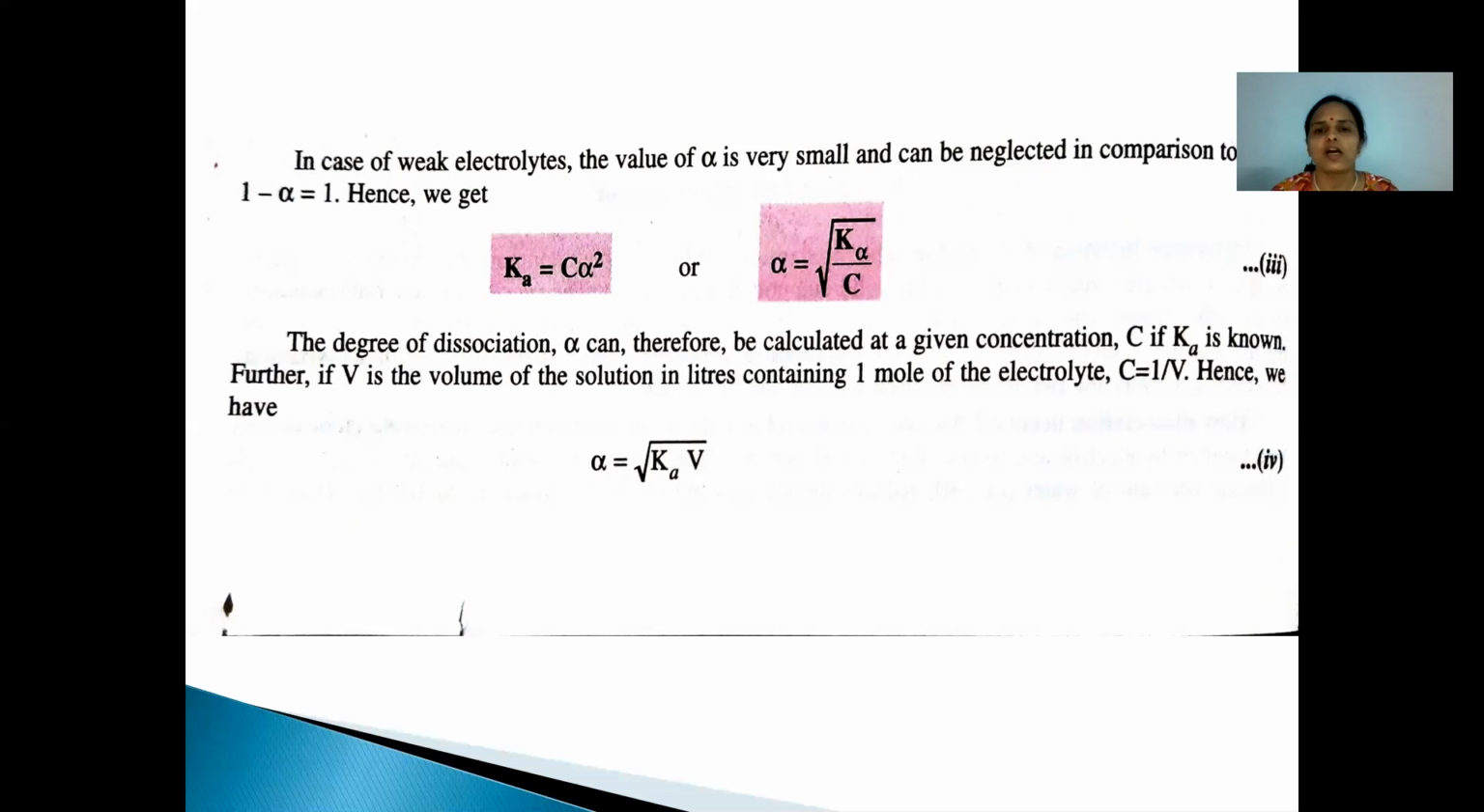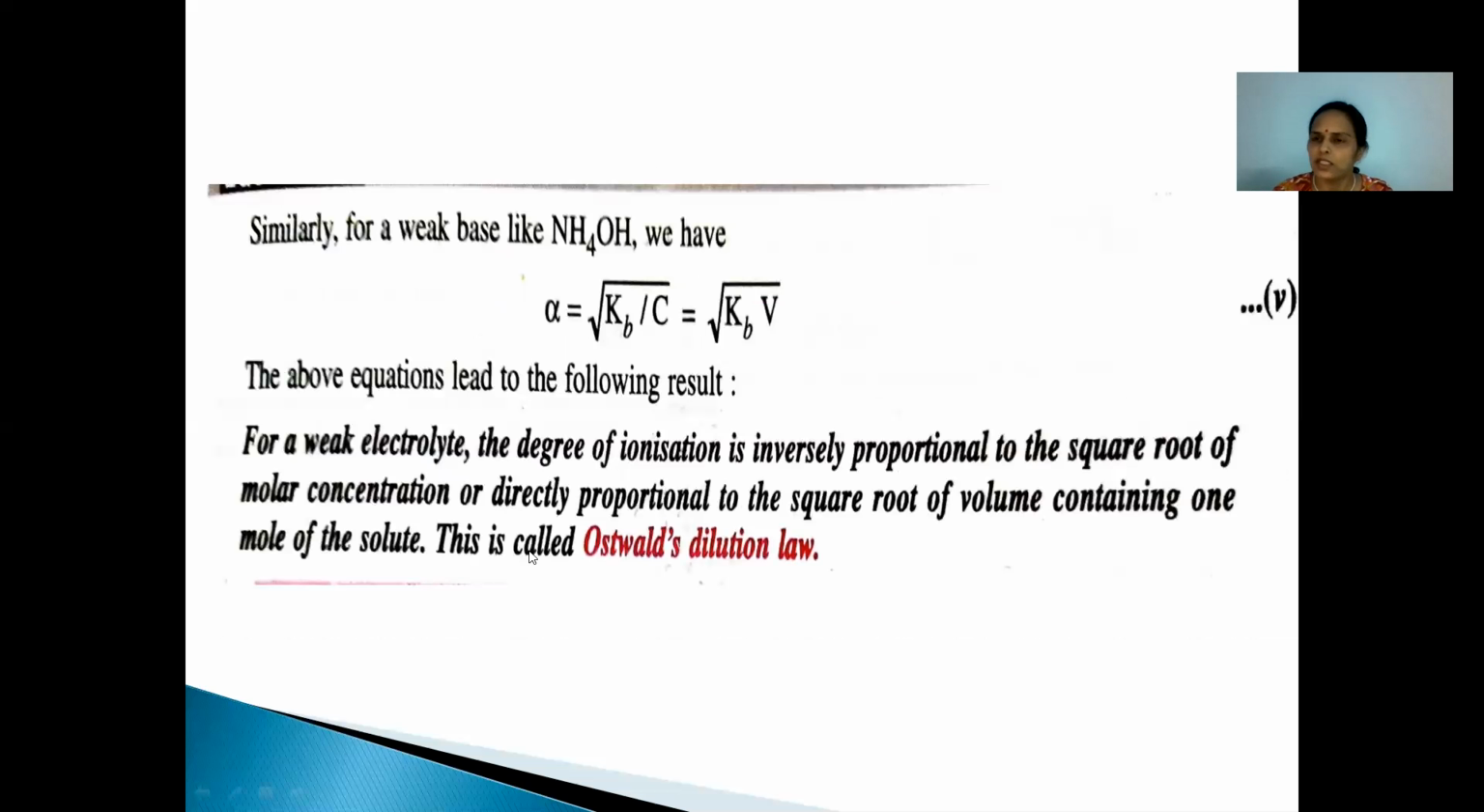The degree of dissociation alpha can be calculated at a given temperature and concentration C if Ka is known. Further, if V is the volume of the solution in liters containing 1 mole of electrolyte, then C equals 1 by V. Hence, we have alpha equals root over Ka into V. And this is equation 4. Similarly, you can calculate for a weak base like ammonium hydroxide. We have alpha equals root over Kb upon C, which is also equal to root over Kb into V.